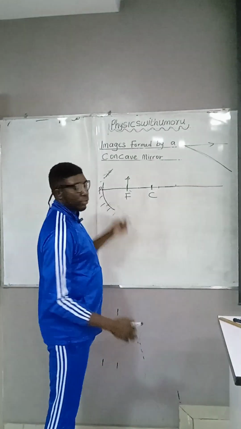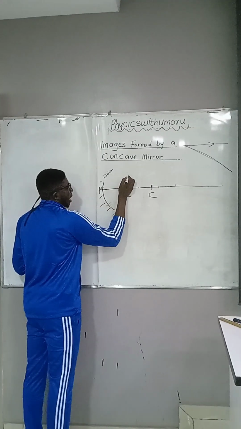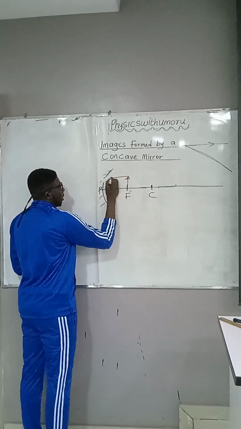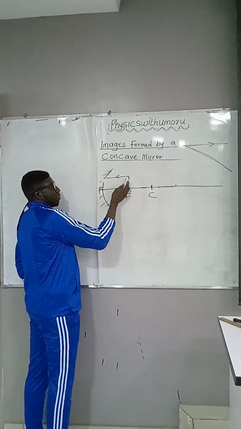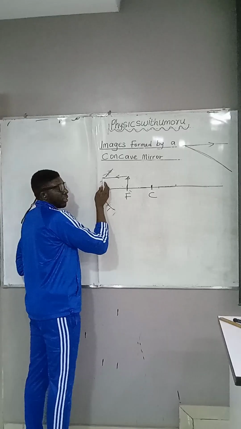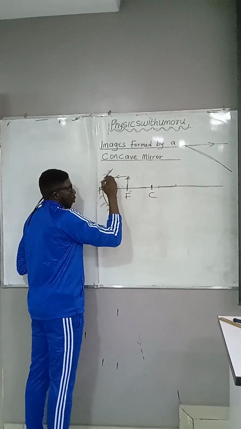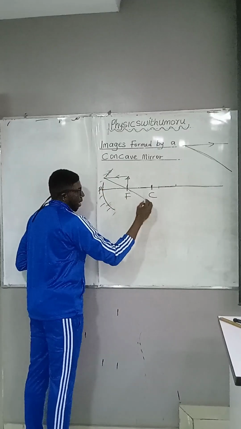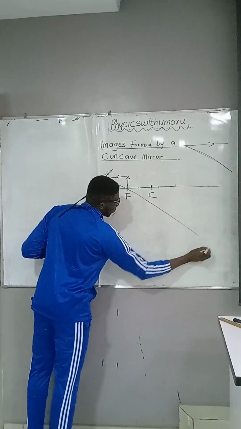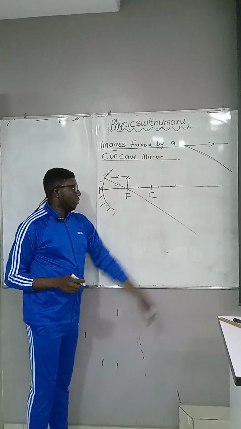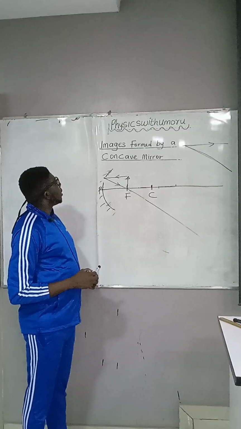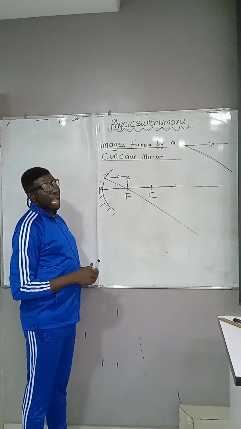So let's watch first. The first line is going to be parallel. Now, this parallel, remember, when reflecting, will have to pass through F. So this is the first reflected ray. Now, the second ray is going to be diagonal.